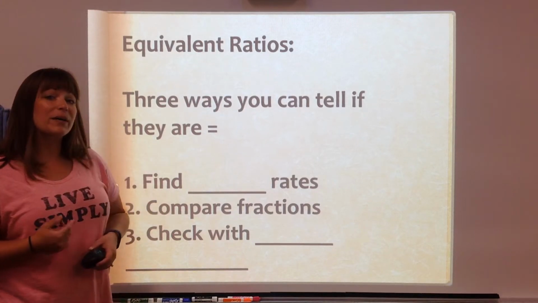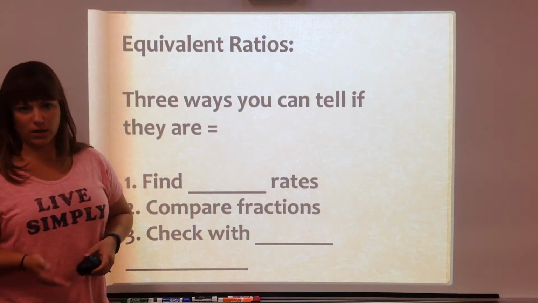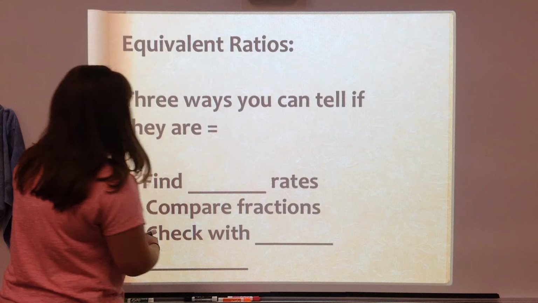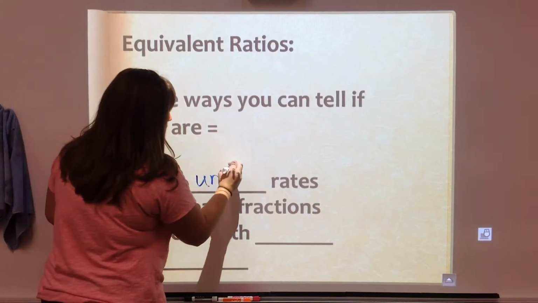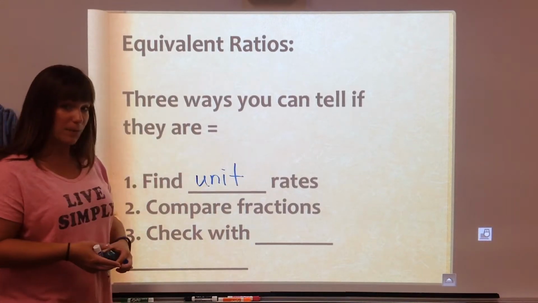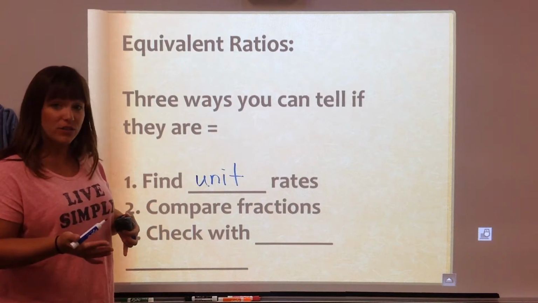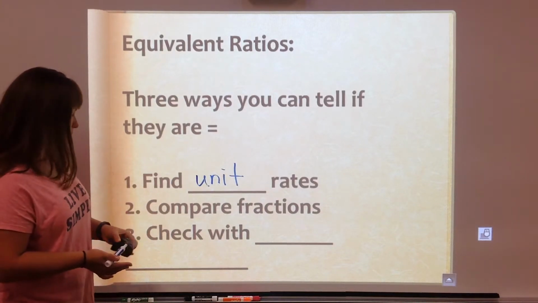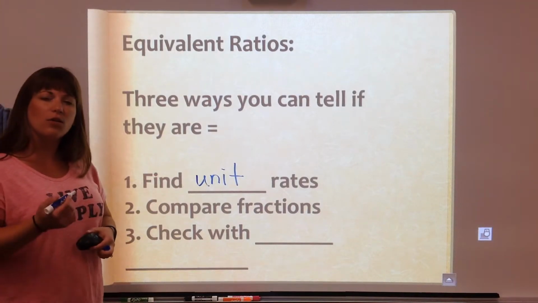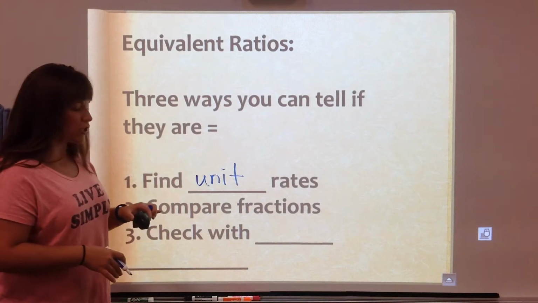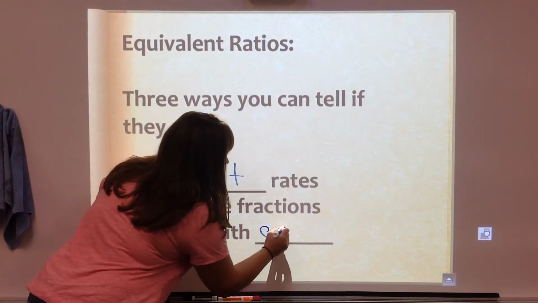We're going to start off by talking about 3 different ways you can tell if ratios are equivalent. So the first way you can tell is to try to find unit rates. We're going to see an example of that. The second thing you could do is actually compare the fractions and see if the fractions are equivalent. And the third thing we're going to get a little taste of today is this thing called cross products. So we can check if rates are equivalent by doing cross products.